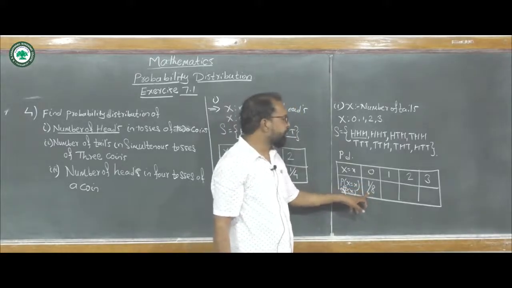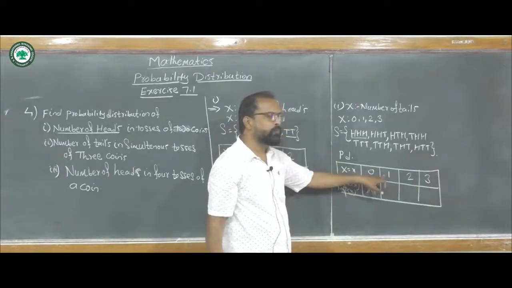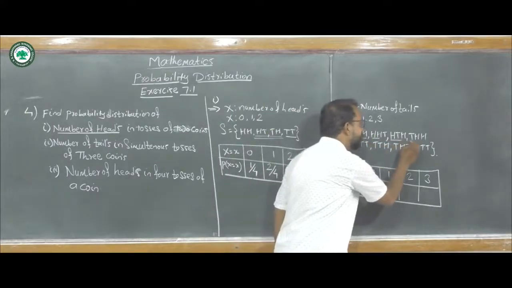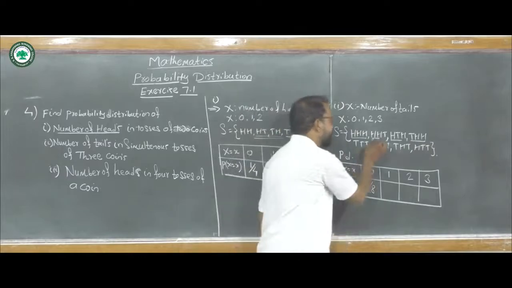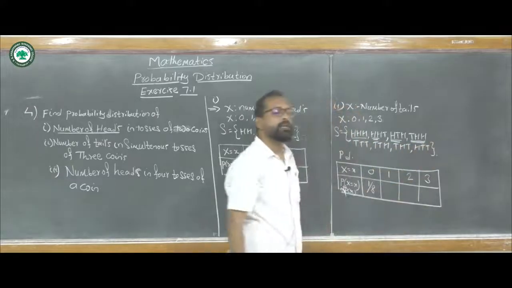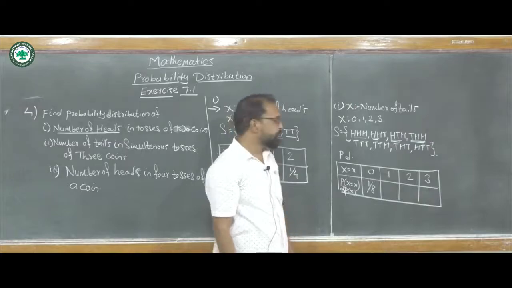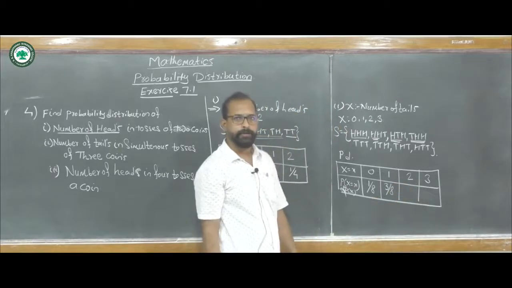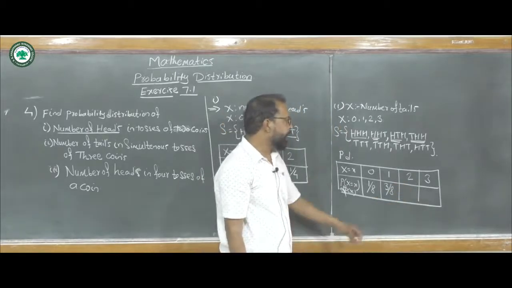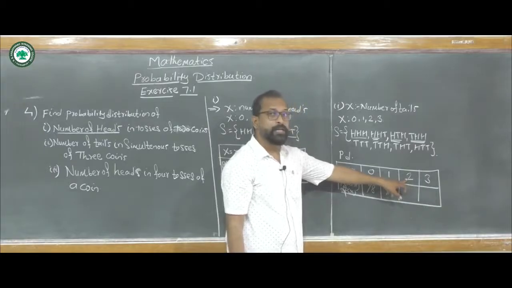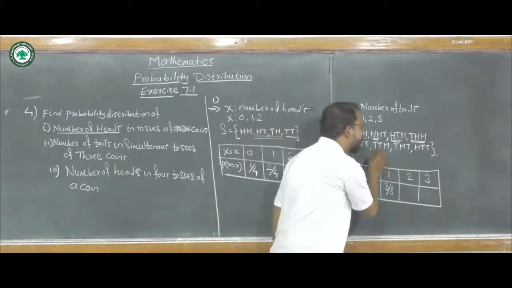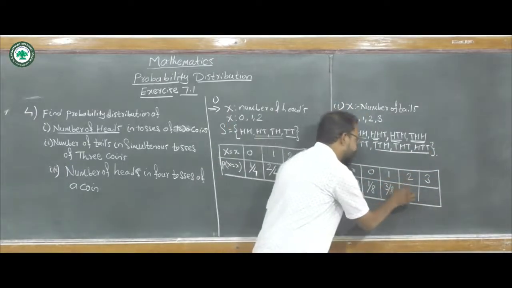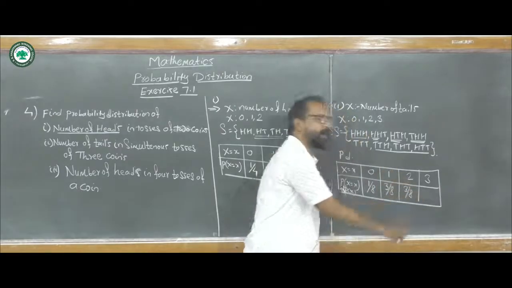Next, the observations in which X takes the value 1, that is only one tail, are 1, 2 and 3. There are 3 outcomes in which there exists only one tail. So when X takes the value 1, its probability is 3 by 8. Similarly, when X takes the value 2, that is getting 2 tails, 3 outcomes are available. So when X equals 2, its probability is again 3 by 8.